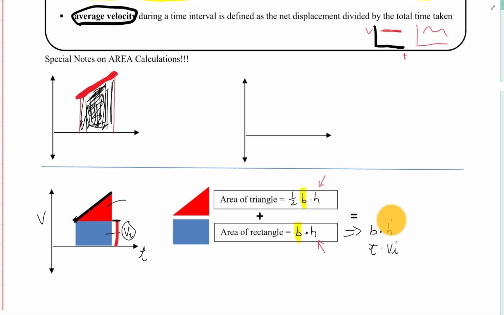Now I'm going to give you a few seconds to think about what is the height of that red triangle? What is the height of that red triangle? And I'm going to tell you right now, it's not the initial velocity, and it's not the final velocity.